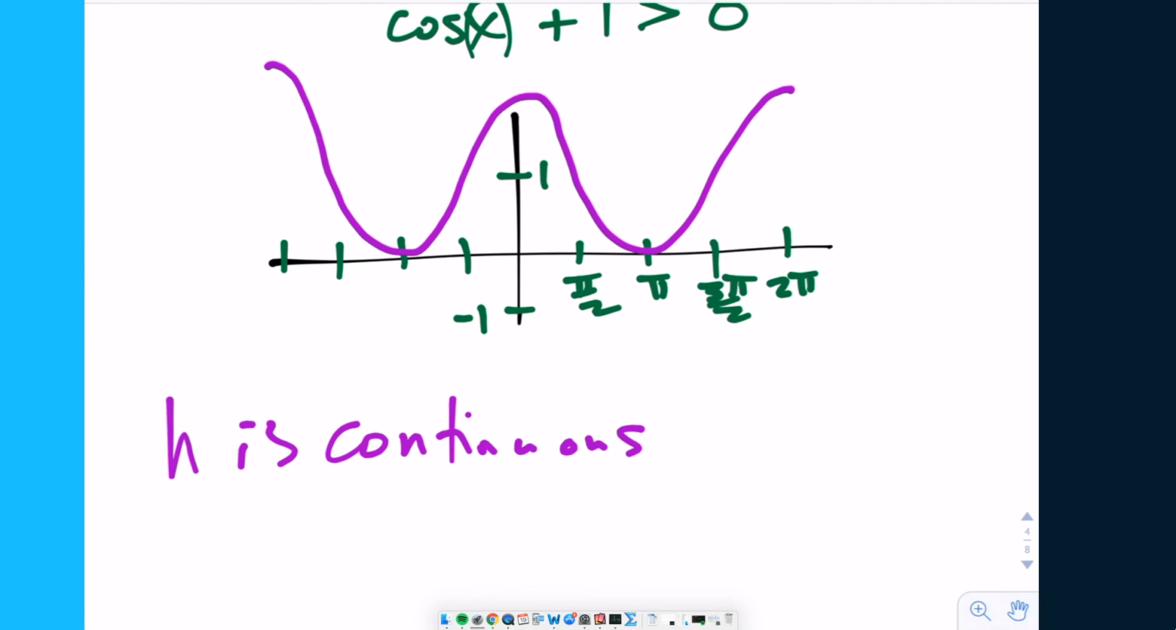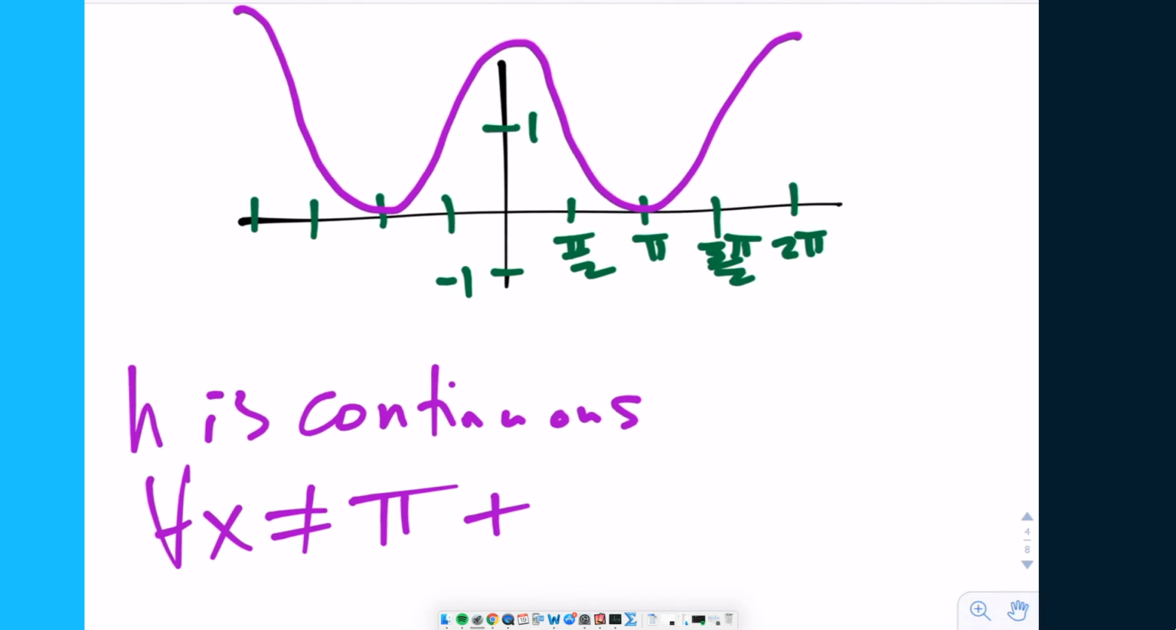H is continuous for all x. So there's that upside down A again. For all x not equal to. And the way you do it is, again, you pick your favorite occurrence of one of the taboo values. We got negative pi, pi, and 3 pi. I think pi is probably a nice one. And then it's just integer multiples of how often they occur. And, of course, they're 2 pi away. So you say x can equal pi plus 2 pi n.